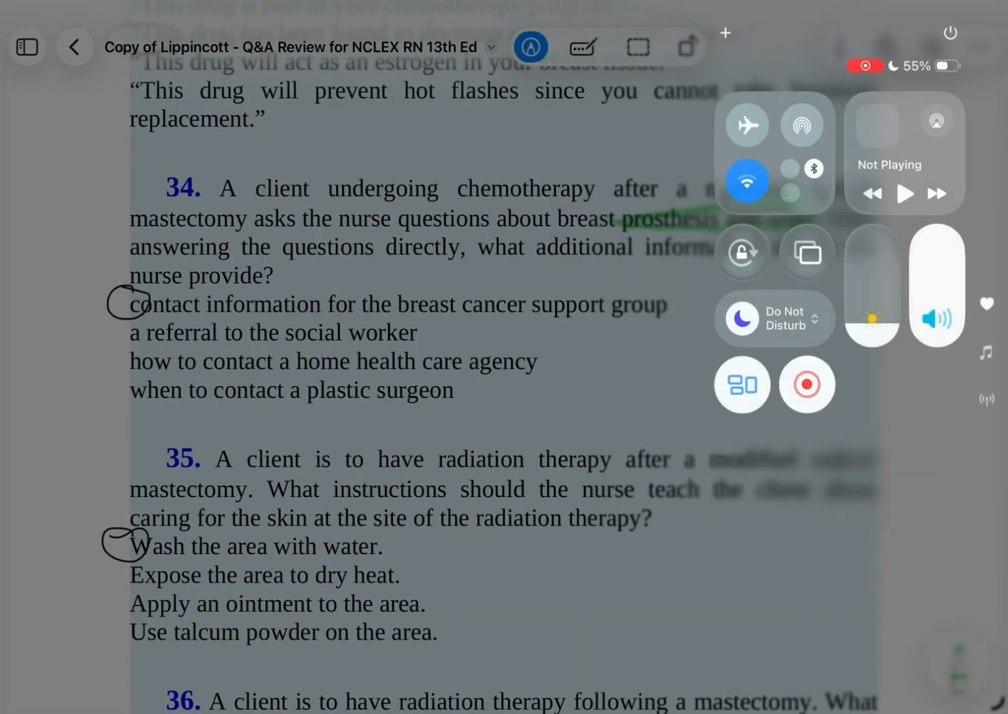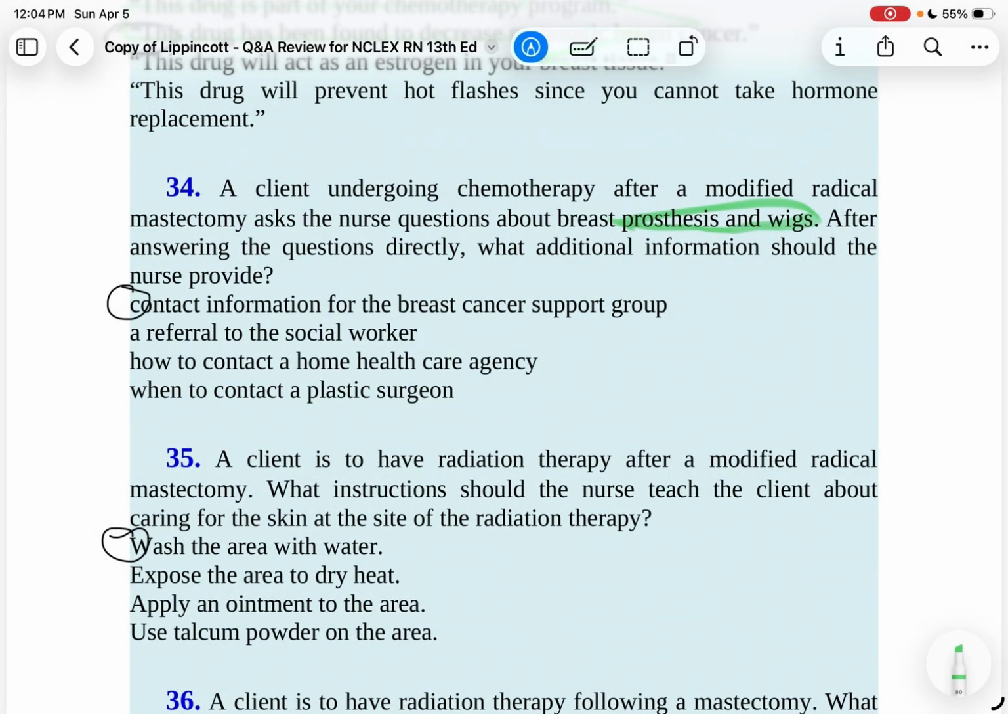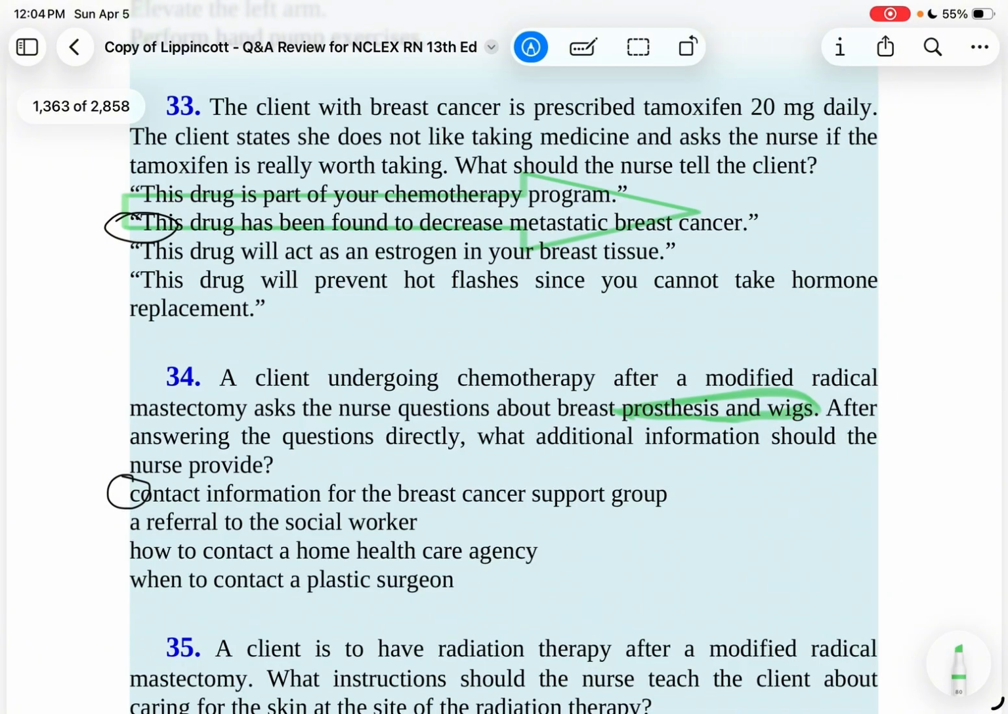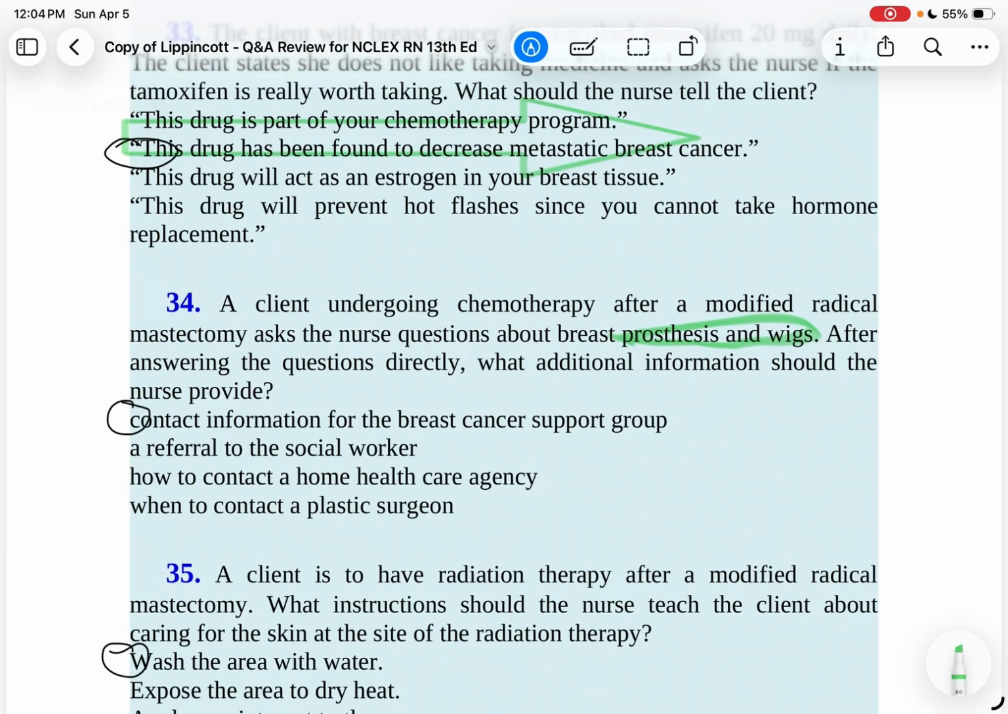A client is undergoing chemotherapy after a modified radical mastectomy. Where would a breast prosthesis be appropriate? A pressure bra, and a cancer support group.